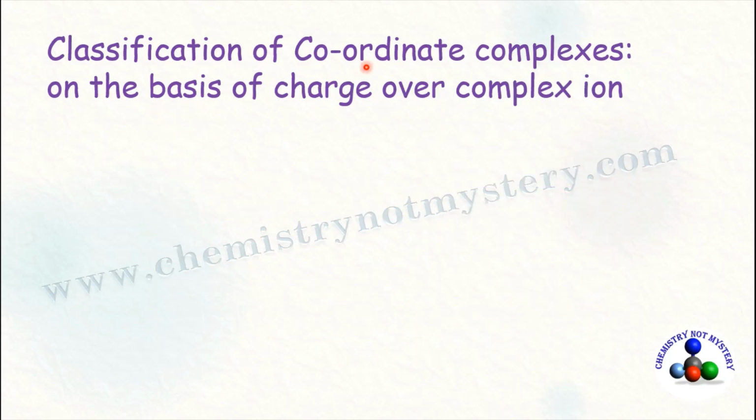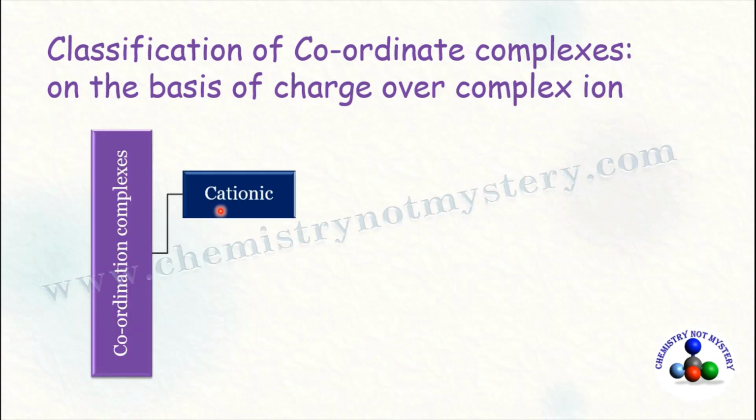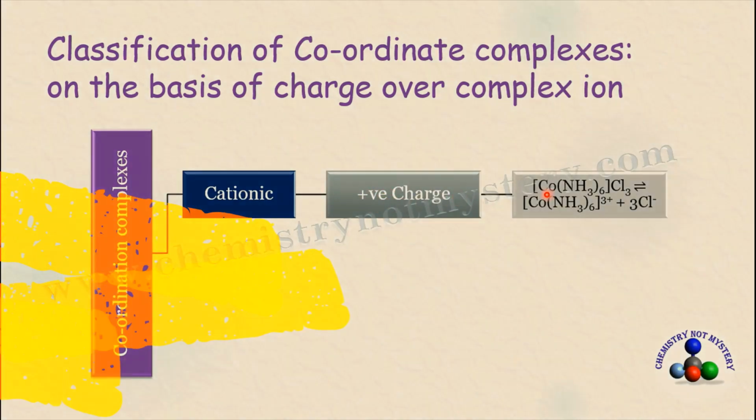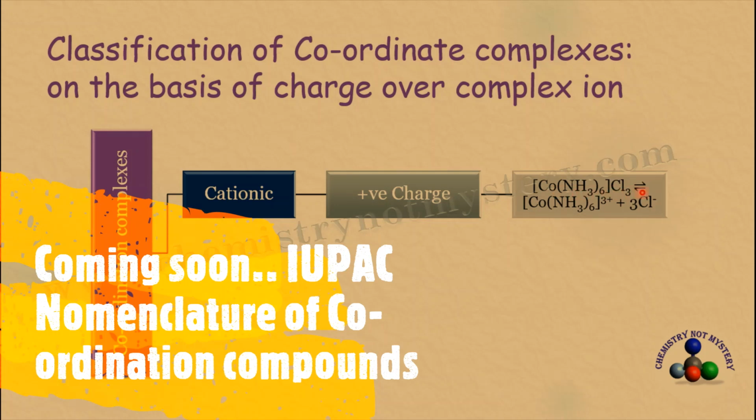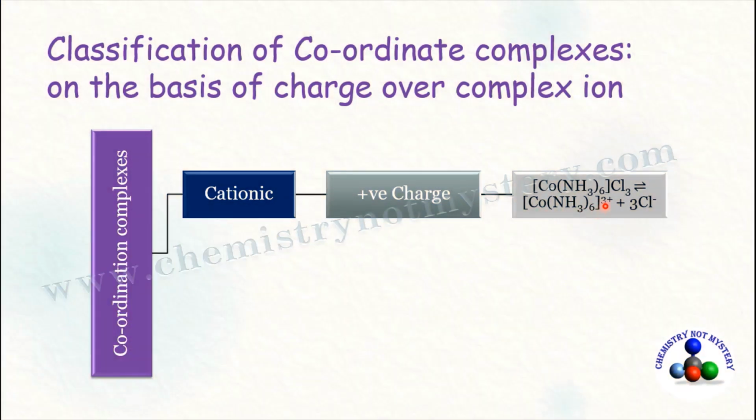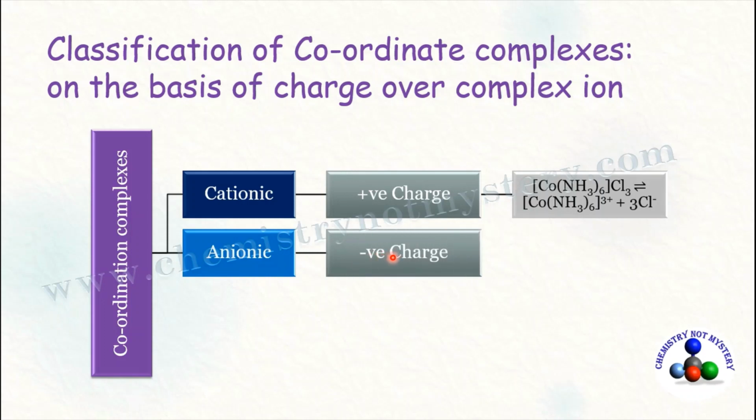Another classification of coordination complexes is on the basis of charge on the complex ion. A coordination complex can be classified as cationic when it has positive charge on the complex ion. For example, in this coordination compound, when you dissociate the molecule, you will get 3 positive charge on the complex ion. As this complex ion carries positive charge, this complex is classified as a cationic complex. It can be an anionic complex if it carries negative charge. For example, in this molecule, when you dissociate it, you will get 4 negative charge on the complex ion. So this coordination complex is classified as an anionic complex.